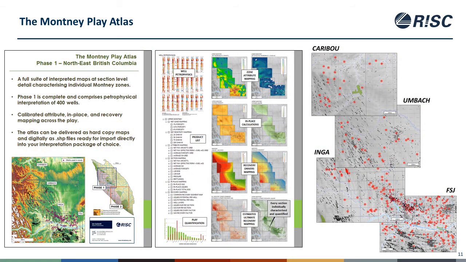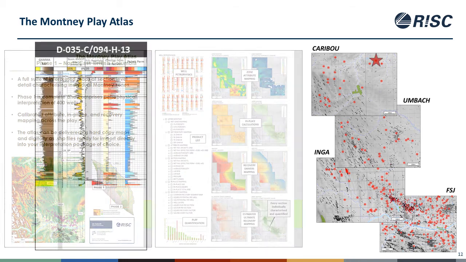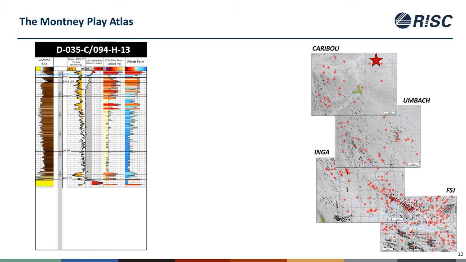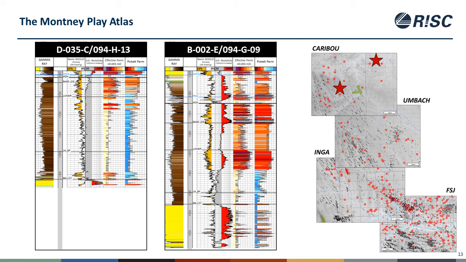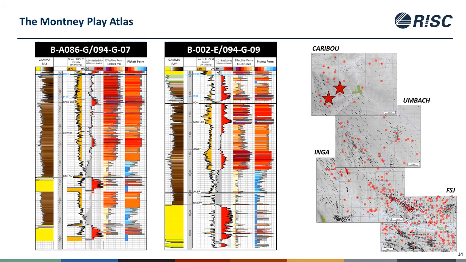This work has been brought together to produce the Montney Play Atlas, one of a series of products RISC is undertaking in describing and quantifying the major North American unconventional plays. In addition to the maps, the product also comes with all of the petrophysical interpreted well logs hyperlinked to each map, allowing us to click on wells of interest around the basin and ensure the mapping remains consistent with the well data.